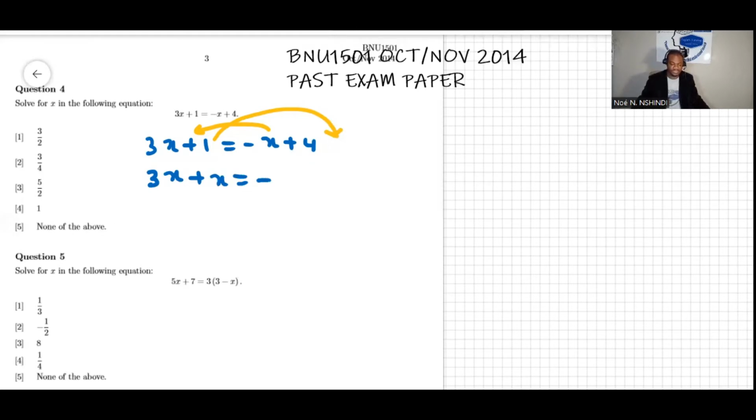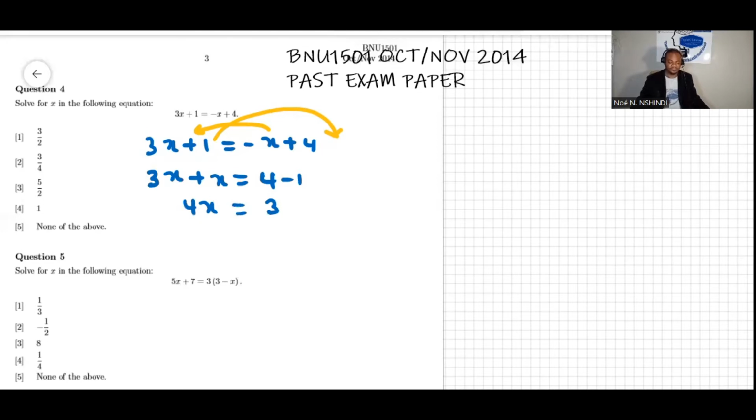The sign won't change. I don't need to write plus 4, I just write 4. And then the positive 1 here moved to the other side. This will be a negative 1 then. And then we have 3x plus x. Remember, x means 1x. So 3x plus 1x is equal to 4x, equal to 4 minus 1 is 3.